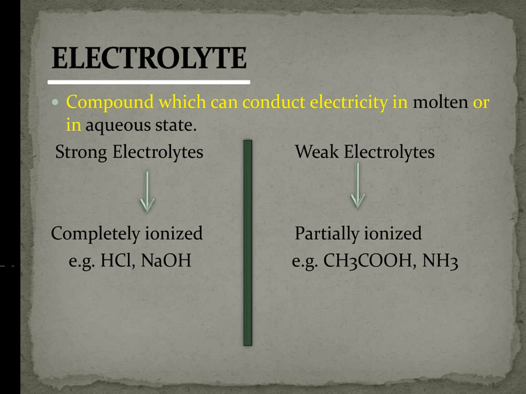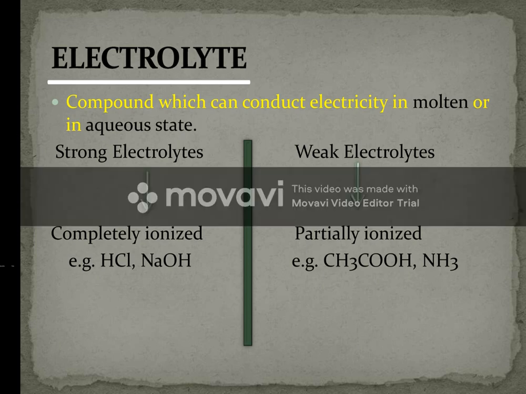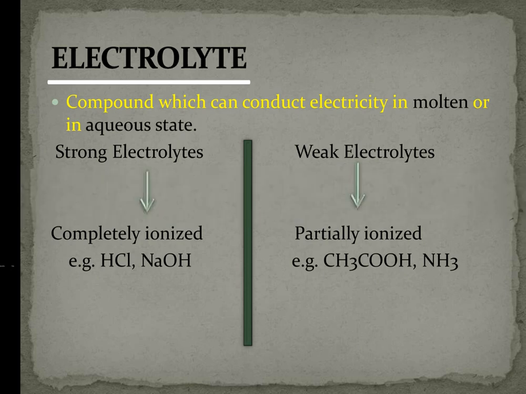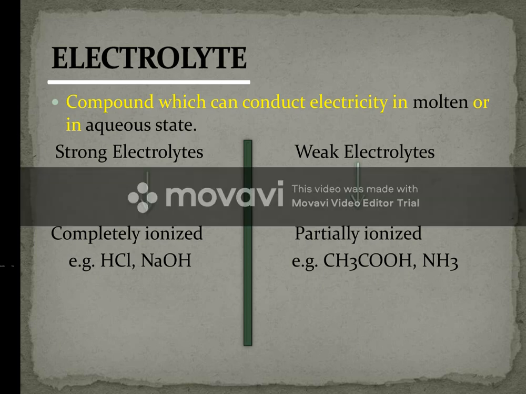Strong electrolytes are completely ionized. They can split themselves into ions completely. The most common examples are strong acids and strong bases. HCl is a strong acid, that is hydrochloric acid. Sodium hydroxide is a strong base. So sodium hydroxide and hydrochloric acid both fall in the category of strong electrolytes.